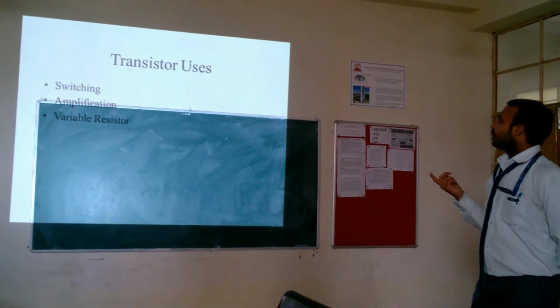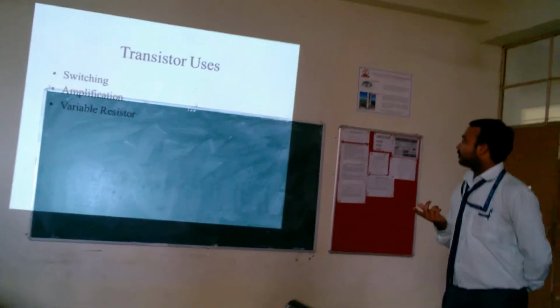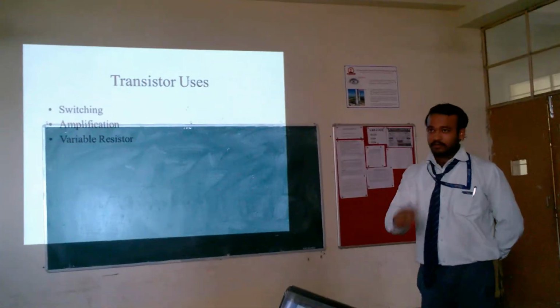Transistor uses: switching, amplification, variable resistor, etc.